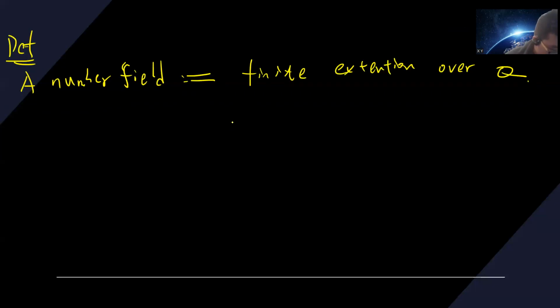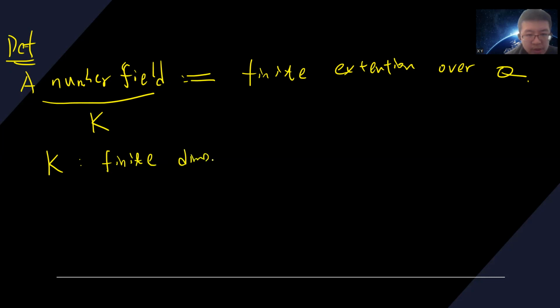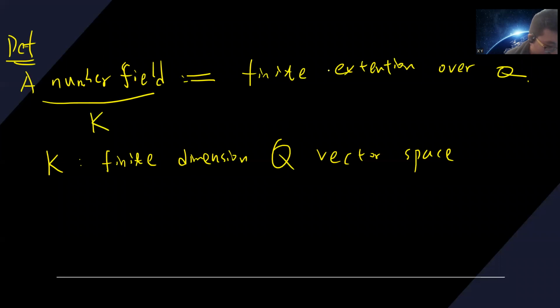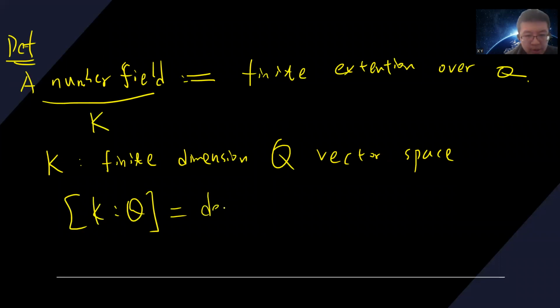So what is a finite extension over Q? I think everyone knows about this. Basically, simply speaking, K is a finite dimensional Q vector space. If you don't know what a field extension is, then maybe you should check out Galois theory for the basics. Usually we denote this the degree, which is basically the dimension of the vector space.